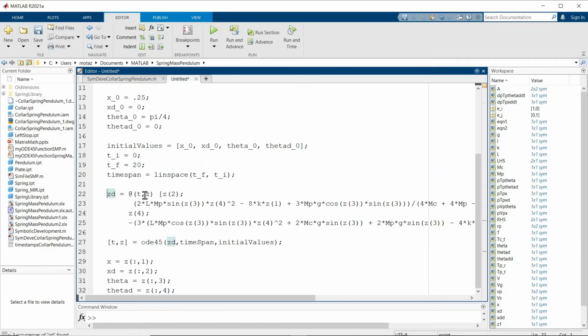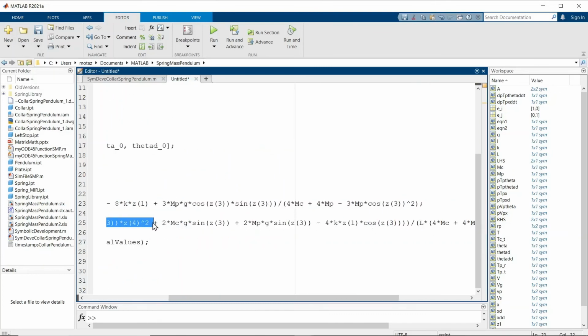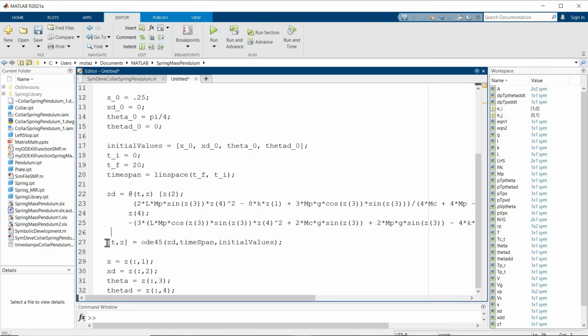Okay, the next few lines, I just copied them straight in from the symbolic development. As we showed earlier, this is Z of 2 and that's Z of 4. This is X double dot and this is theta double dot. It's a little bit long. And then once you have that, you just plug it directly into ODE45, and these are your inputs: Z dot, time span, initial values, and it's going to return Z. And then you can just set X, X dot, theta, theta dot to each row. And now let's run it.